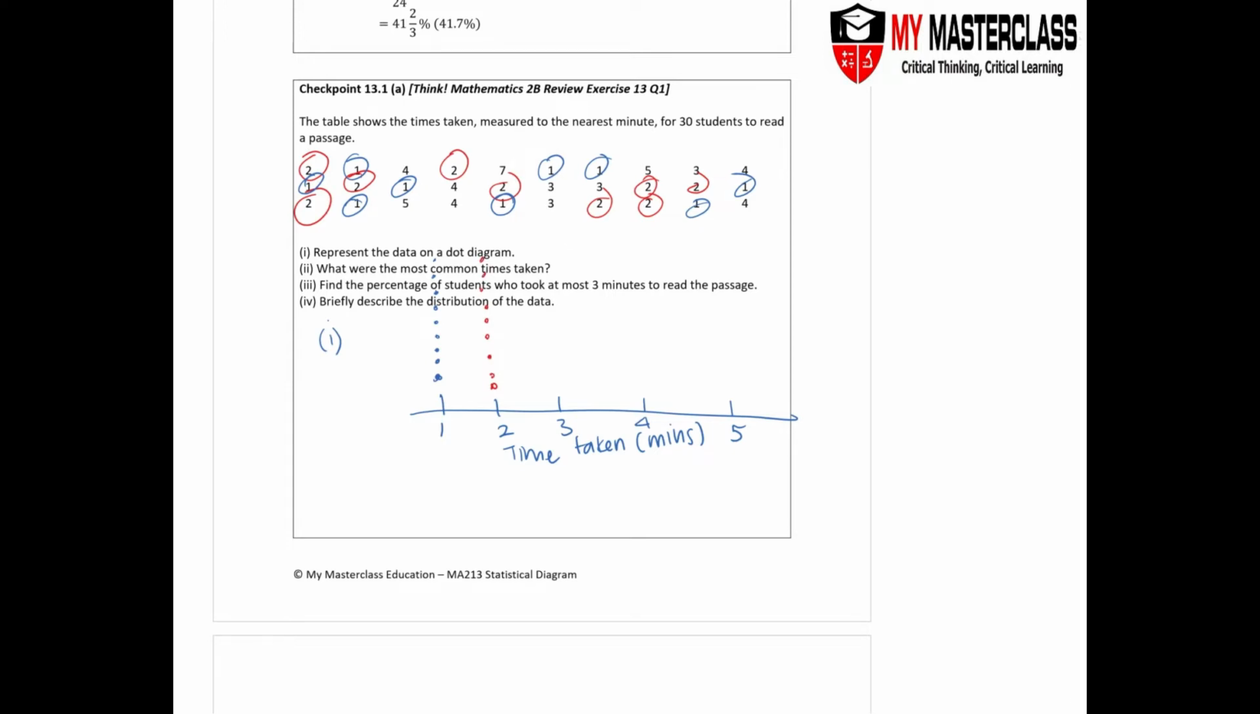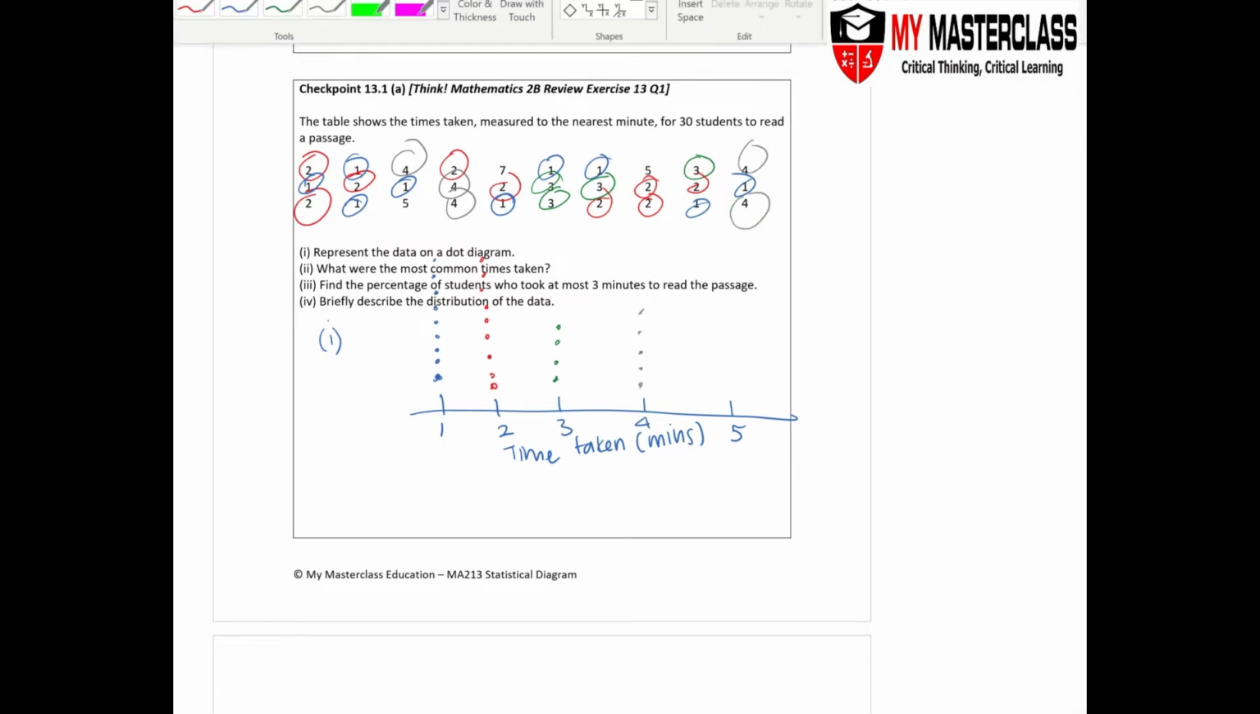Then for 3, I will use green. For 3 I have 1, 2, 3, 4. Now 4, I have gray. So I have 1, 2, 3, 4, 5. Then 5, I will have highlight yellow. So 1, 2. Therefore I will have 2.